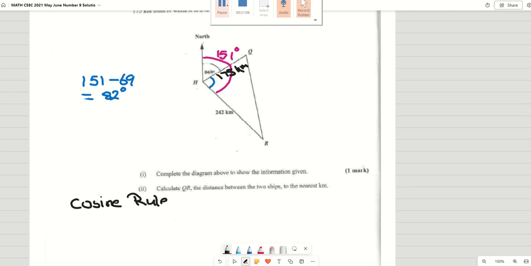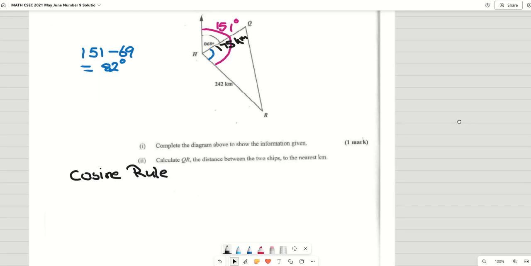When you apply the cosine rule, the side that is equal to the side squared is the side opposite the angle given. So this would be QR squared is equal to the other two sides, that's HQ squared plus HR squared minus 2 HQ by HR cos the angle, that is QHR.